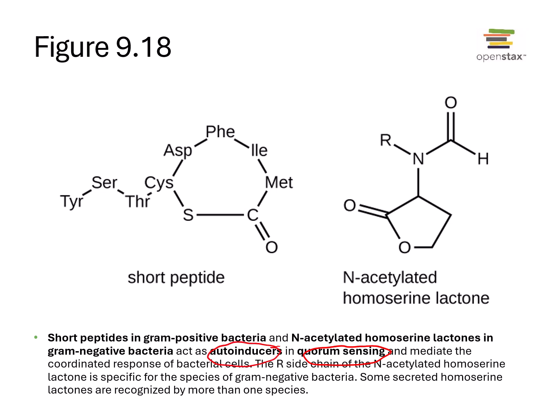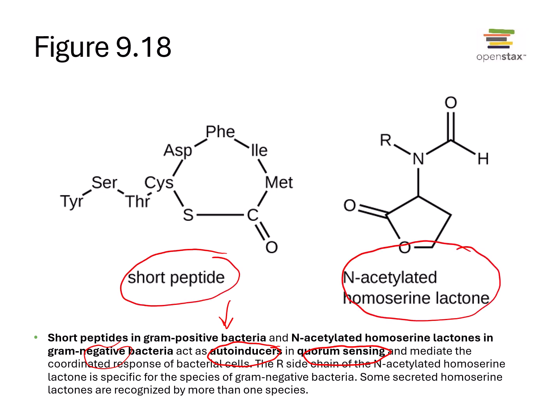Quorum sensing occurs within biofilms, and this is cell-to-cell communication between the microbes within biofilm using autoinducers. And autoinducers are different depending on if the bacteria are gram-positive or gram-negative. So in gram-positive bacteria, they tend to use short peptides, whereas in gram-negative, they use N-acetylated homoserine lactones. And I'm not going to test you on this, so you don't have to know these or the structures. Just know that gram-positive and gram-negative bacteria use different types of autoinducers in quorum sensing or cell-to-cell communication.